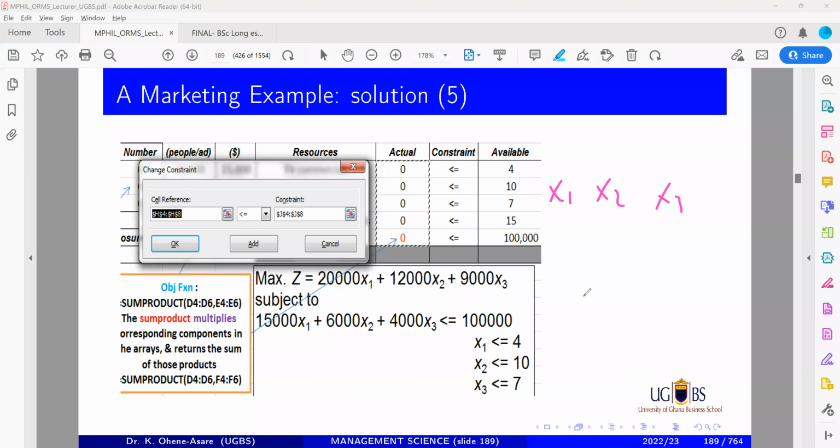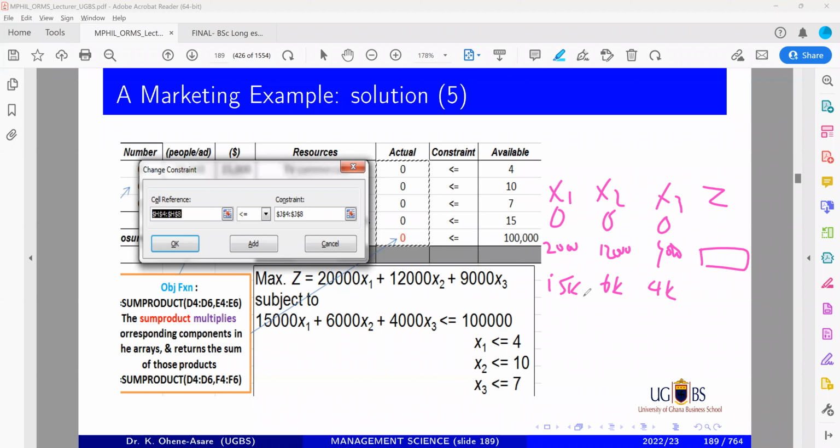And you have initial values initialized to 0. And then the coefficients here will be 20,000, 12,000, 9,000. And then your final Z value will be somewhere here, Z, and that will be a formula in there. And then under the X1, you are going to have 15,000 there. For the budget, you're going to have 6,000, and then 4,000 for the budget.